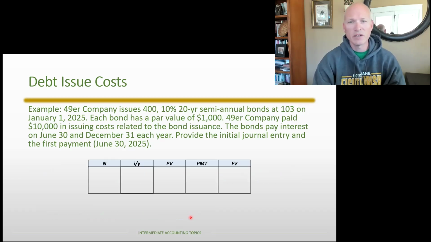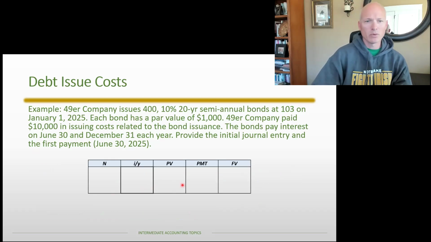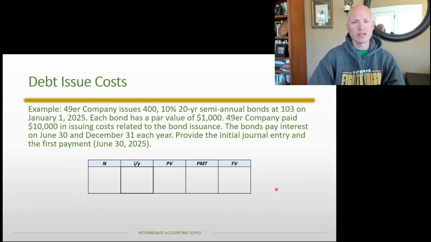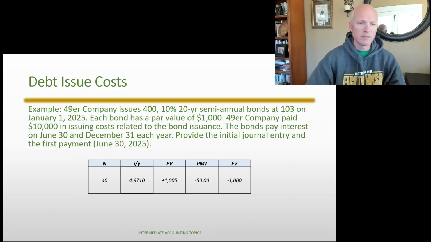And so we take that information. Again, you can pause to work on this on your own if you want to, but that does get thrown into our TVM calculation. 40 is the number of semi-annual periods. The amount that we're receiving net at issuance is $1,005 per bond. The bonds pay $50 twice a year, and at maturity we're going to pay 1,000. So the yield on these bonds is 4.9710%. Because it's a premium, we would expect the yield to be slightly different than the semi-annual bond rate.